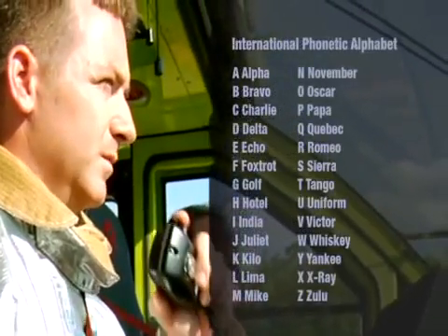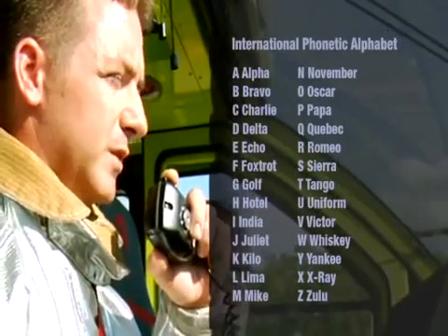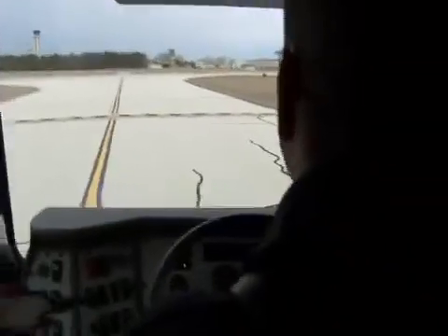Because many numbers and letters sound alike, airports use the International Phonetic Alphabet to communicate letter designations over the radio. For numbers, speak one digit at a time and pronounce the number 9 as niner. For example, to refer to runway 29, say runway two niner.